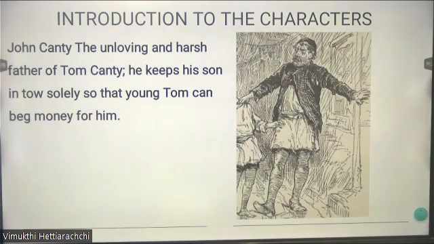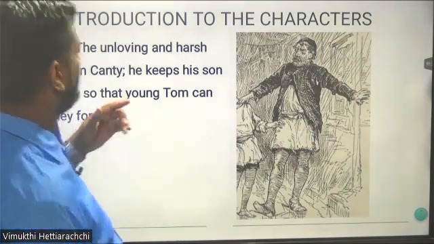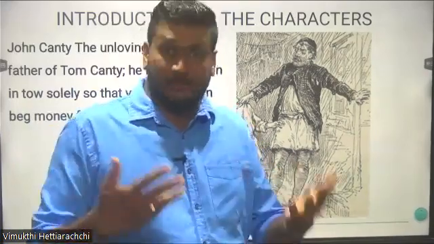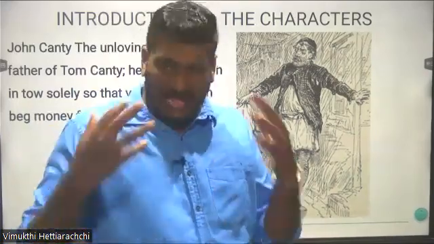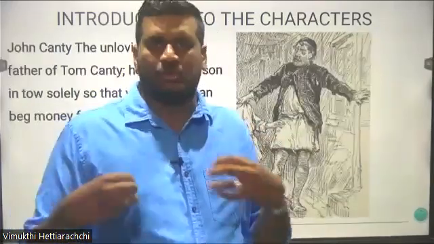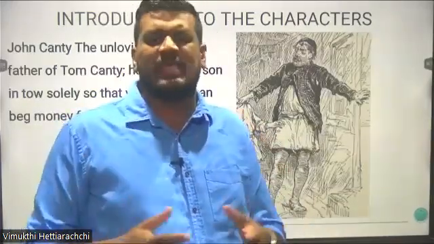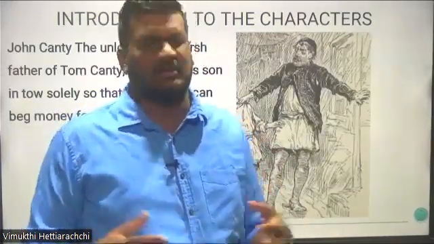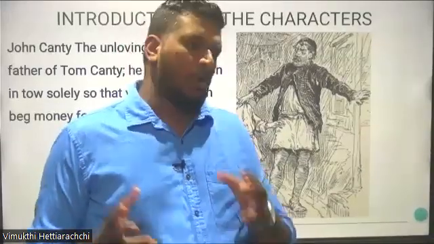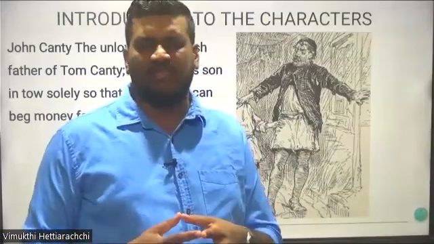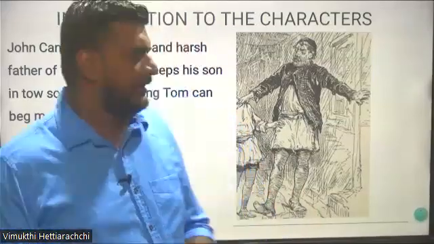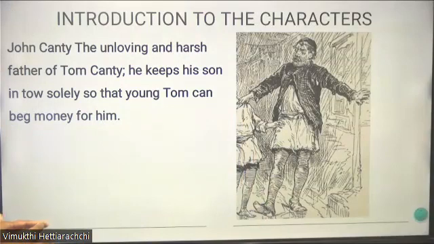We are going to discuss John Canty. John Canty is known as Tom Canty's father. This particular person is a drunkard. He is an alcoholic, and he is always abusing his own son, mistreating and ill-treating his own son. So unlike Edward Tudor's father, Tom Canty's father is an abusive father, right? So his character is also very much important to us.